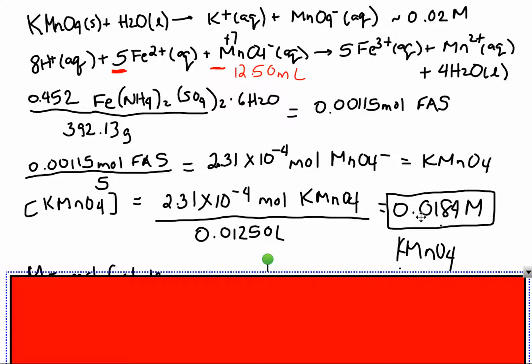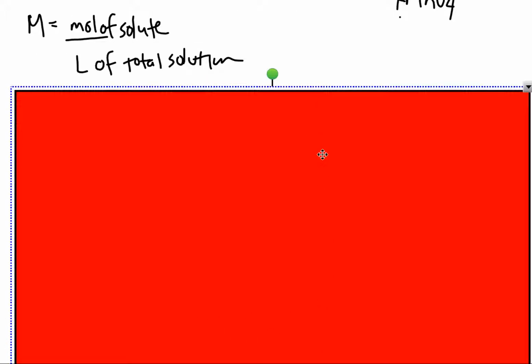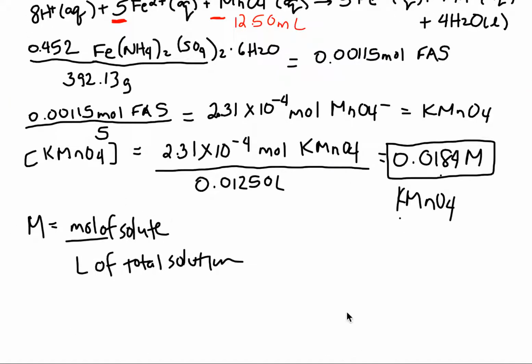This is the value that you will take forward into part 2 of this laboratory, which I will review with you in another video. Remember that molarity, capital M, is equal to moles of solute over liters of total solution. This should hopefully help you determine the concentration of your potassium permanganate and have that ready for class on Monday.